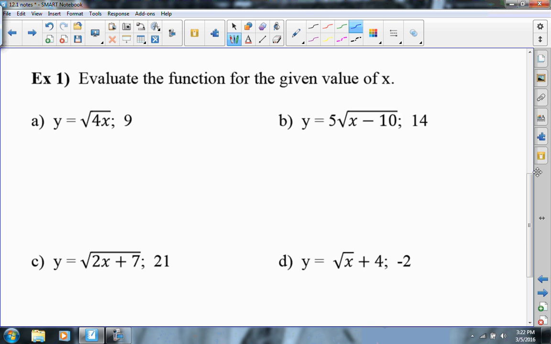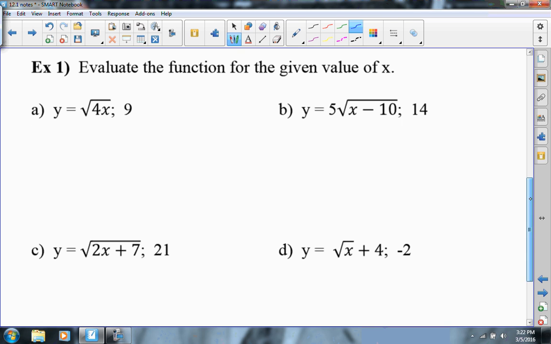And here we're going to evaluate the square root function for the given value of x. Now the way this is written is sometimes a little confusing because you're given your function, y equals, in this case, the square root of 4 times x. And then after this semicolon, this is the value that they want you to substitute in for x. So that's just the way it's written in the textbook. So that means we'll take 9 and we're going to substitute it into the square root equation for the variable x. So now 4 times 9, that's going to be 36. And the square root of 36 is 6.